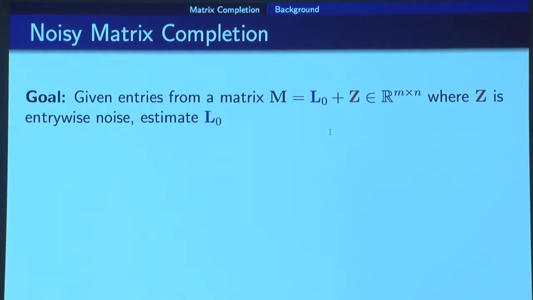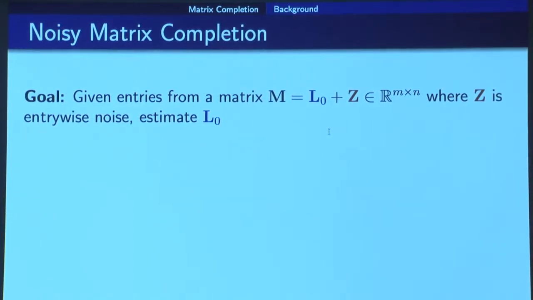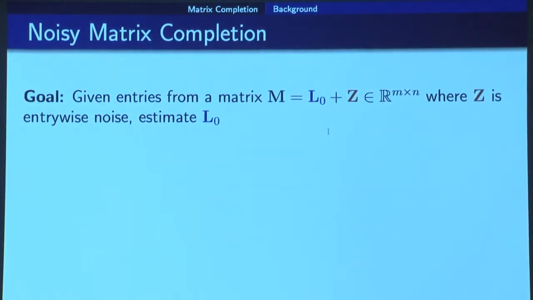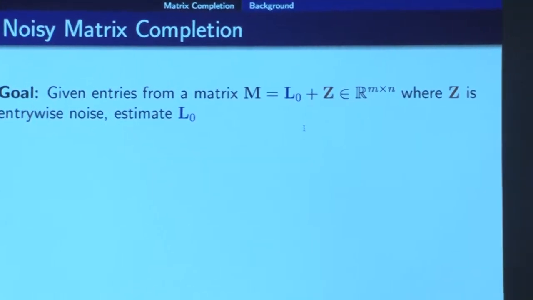OK, so this problem is clearly ill-posed, right? If I give you arbitrary entries from an arbitrary matrix, there's no way that you can fill in the rest of the entries. That doesn't make sense. Anything could be in those entries. So we need some sort of structure to tie together what we see to what we didn't see. And so the structure we're going to use in this talk is a low-rank structure.